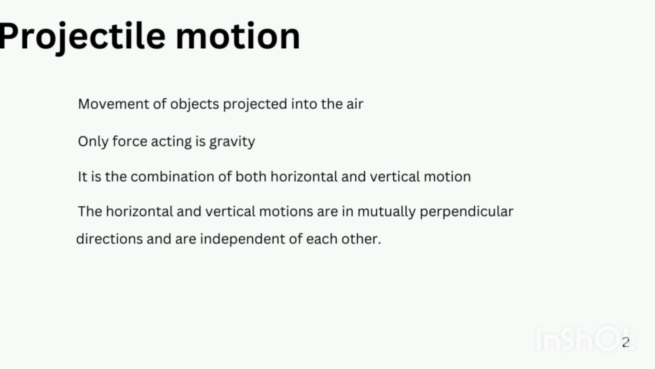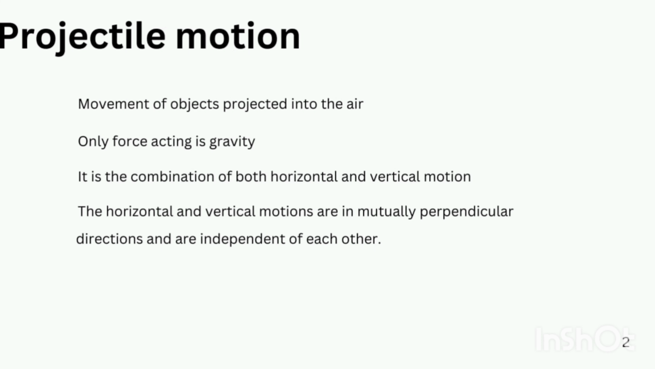In this video we're going to discuss projectile motion. A projectile motion is a movement of objects that is projected into the air, and the only force acting upon it is gravitational force. This motion is a combination of both horizontal and vertical motion. The horizontal and vertical motions are in mutually perpendicular directions and are independent of each other.